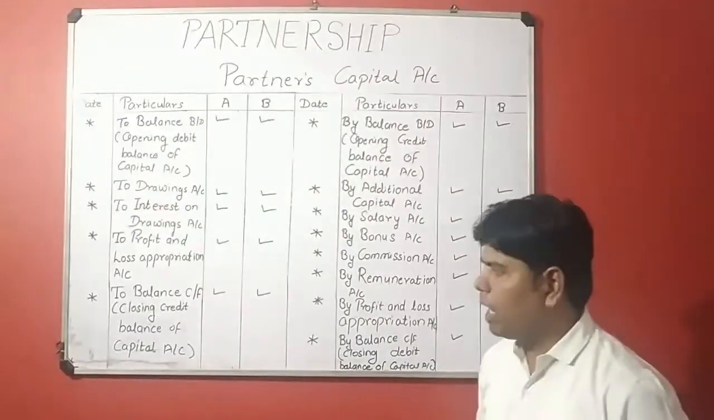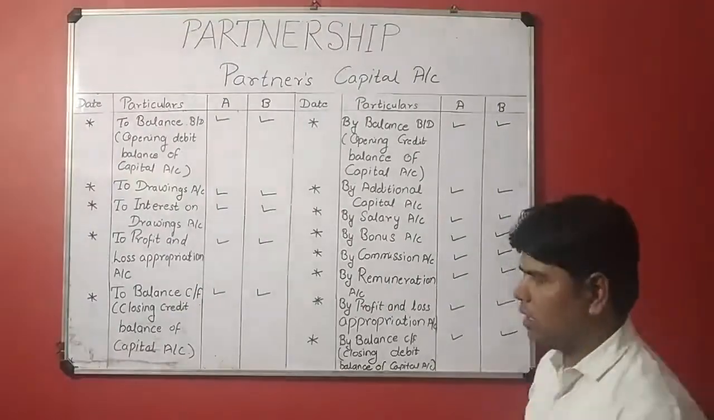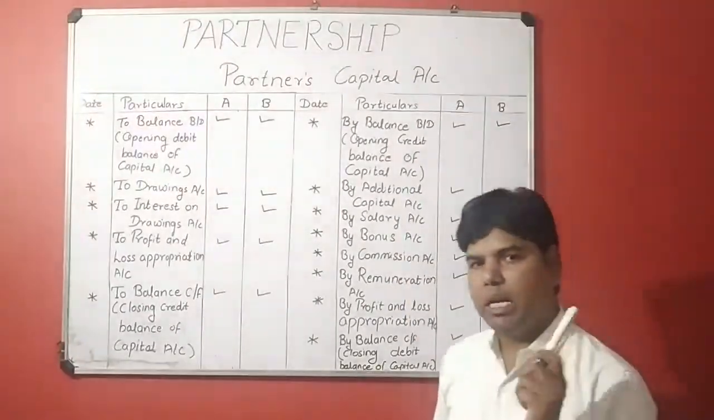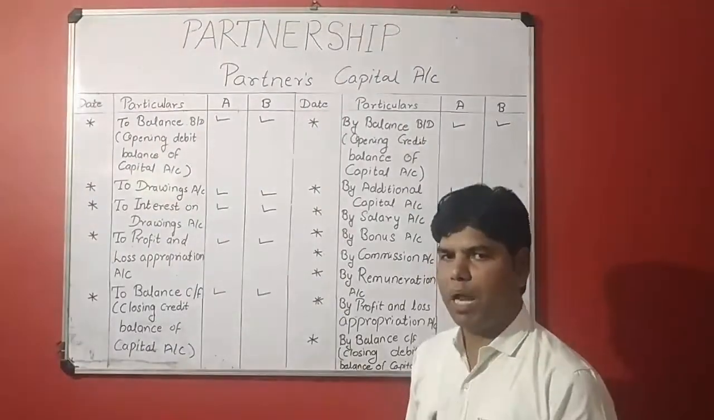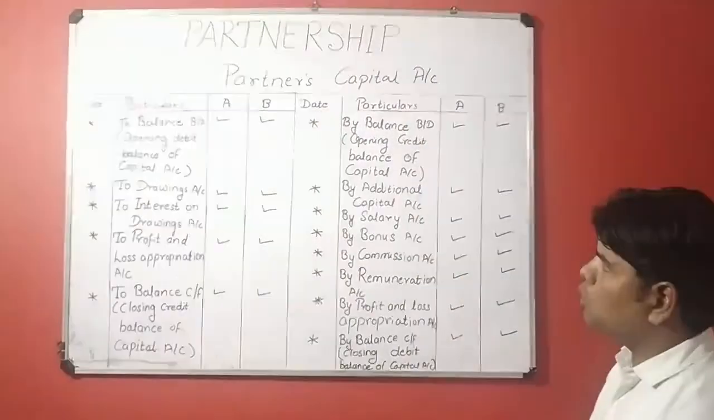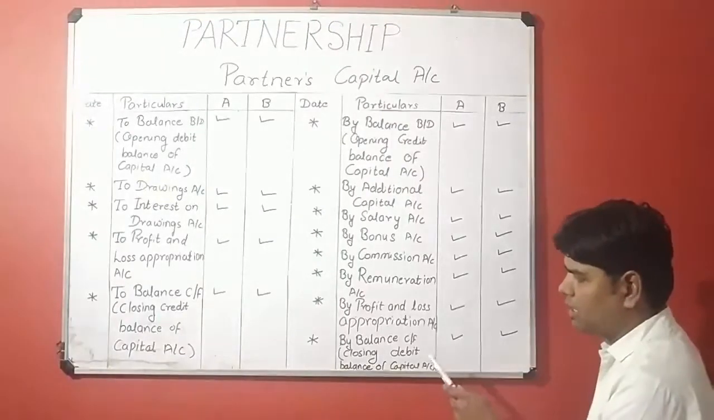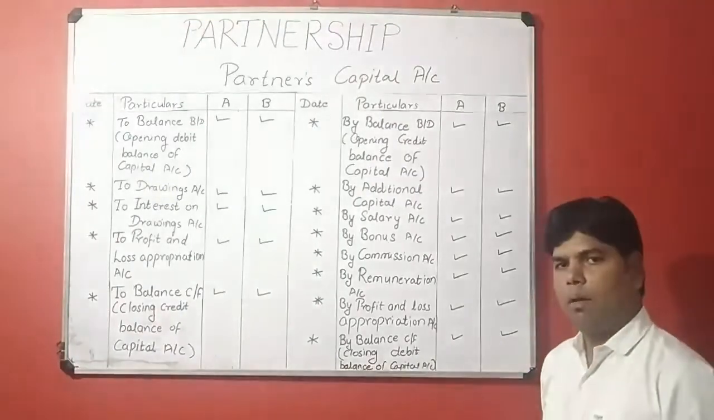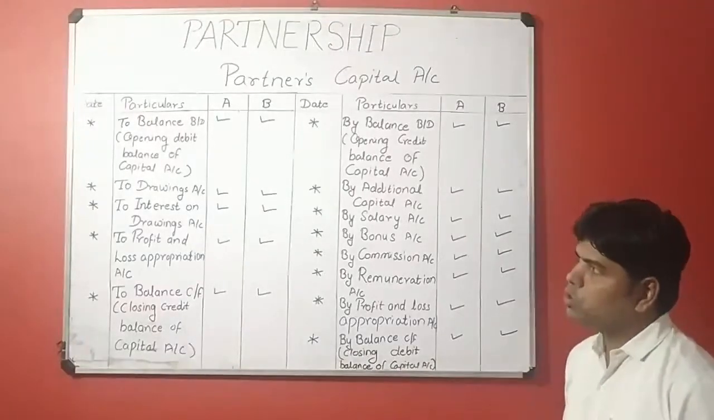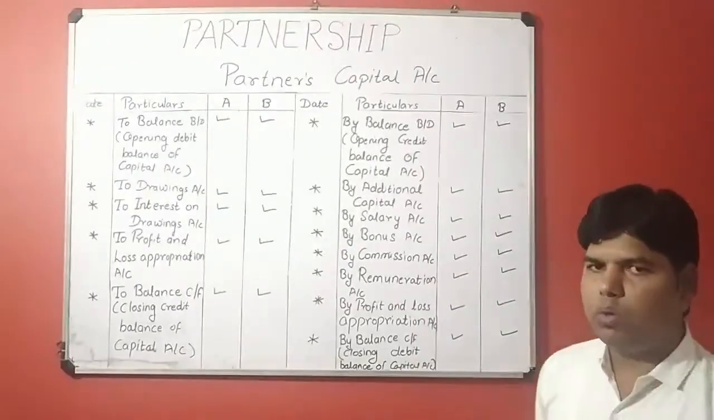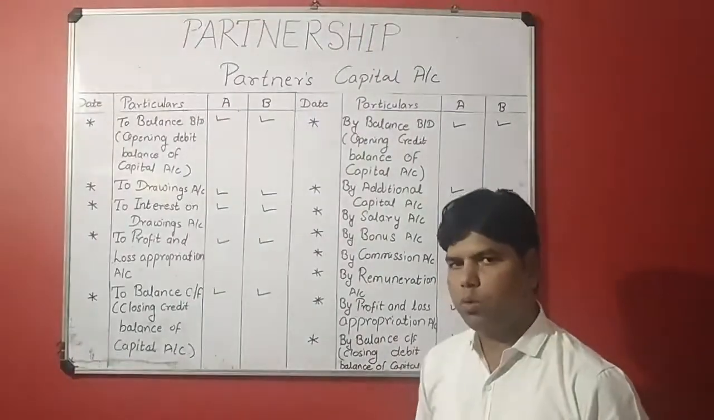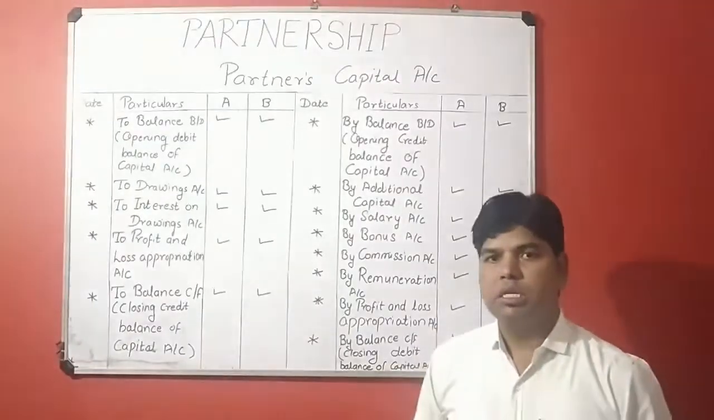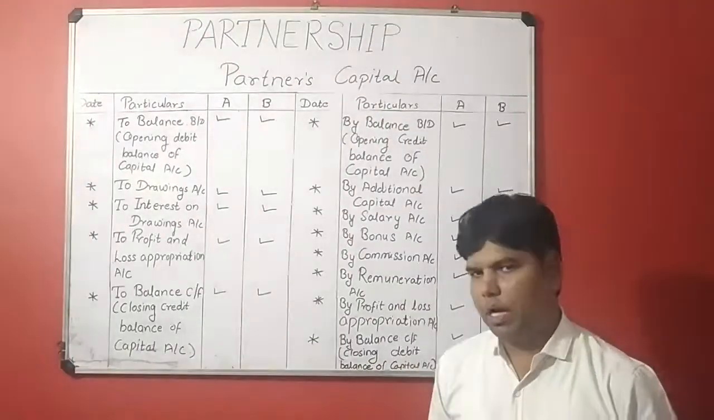If a partner's capital account comes with a credit balance, it will appear on the liability side of the balance sheet. If the closing balance of the capital account is a debit balance, it will appear on the asset side of the balance sheet. So students, this was all about the fluctuating capital account method. In our next video, we will come up with the second method, that is, the fixed capital account method.